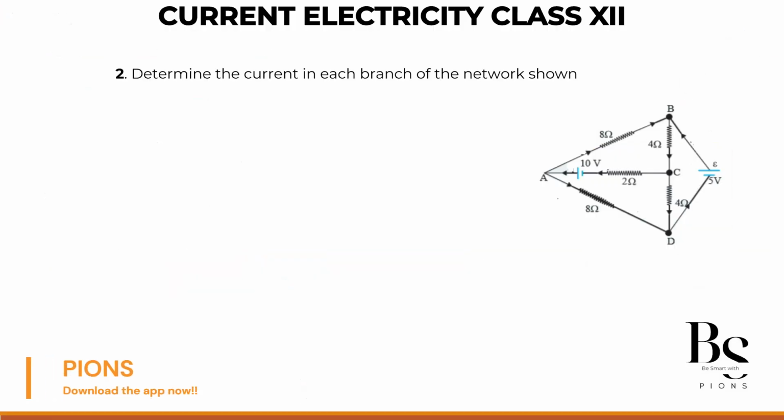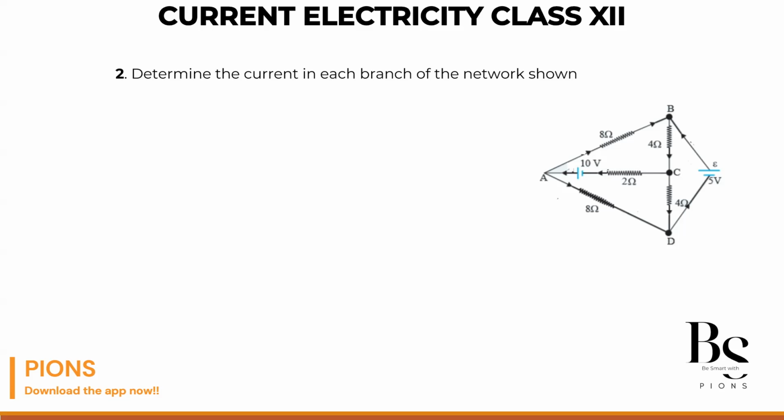Determine the current in each branch of the network shown. So first of all, let's focus on the batteries. In this given circuit, there are two batteries. One battery is over here, 10 volt, another battery is over here, 5 volt, right? So both the batteries will contribute to current.